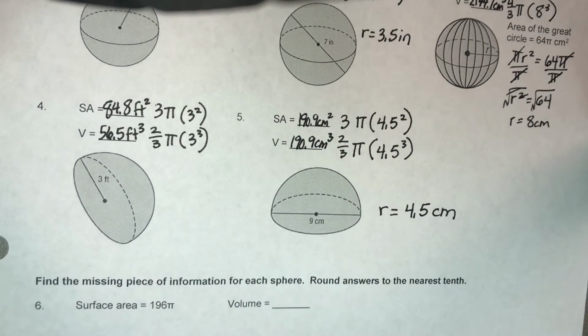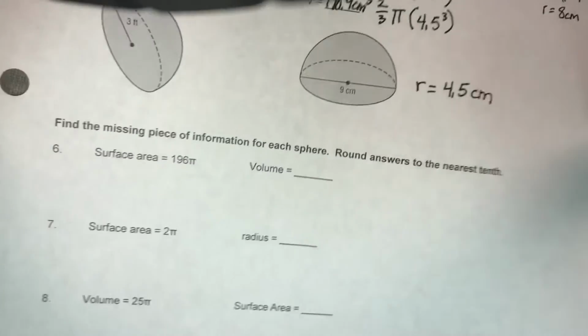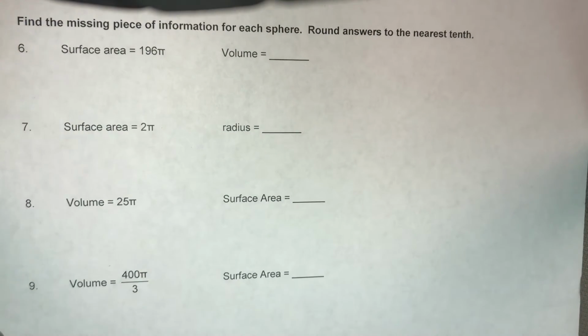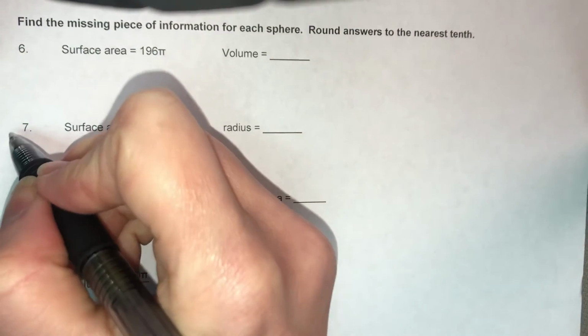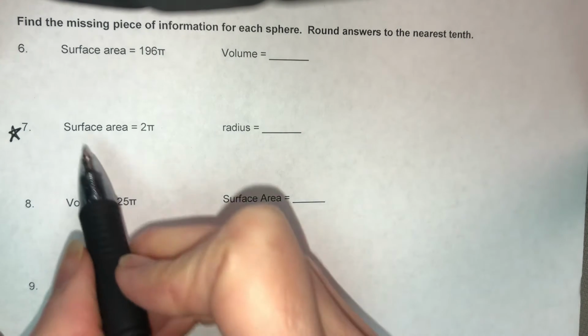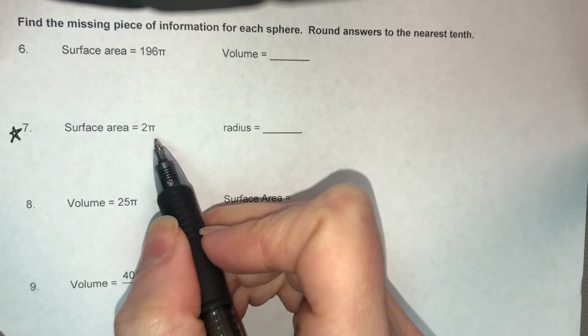All right, moving along. For this last set of problems, the directions say find the missing piece of information for each sphere, round your answers to the nearest tenth. I'm going to start with problem 7 because it's actually the easiest one, and then I'll go through the rest of them. So it says the surface area of a sphere is 2 pi.